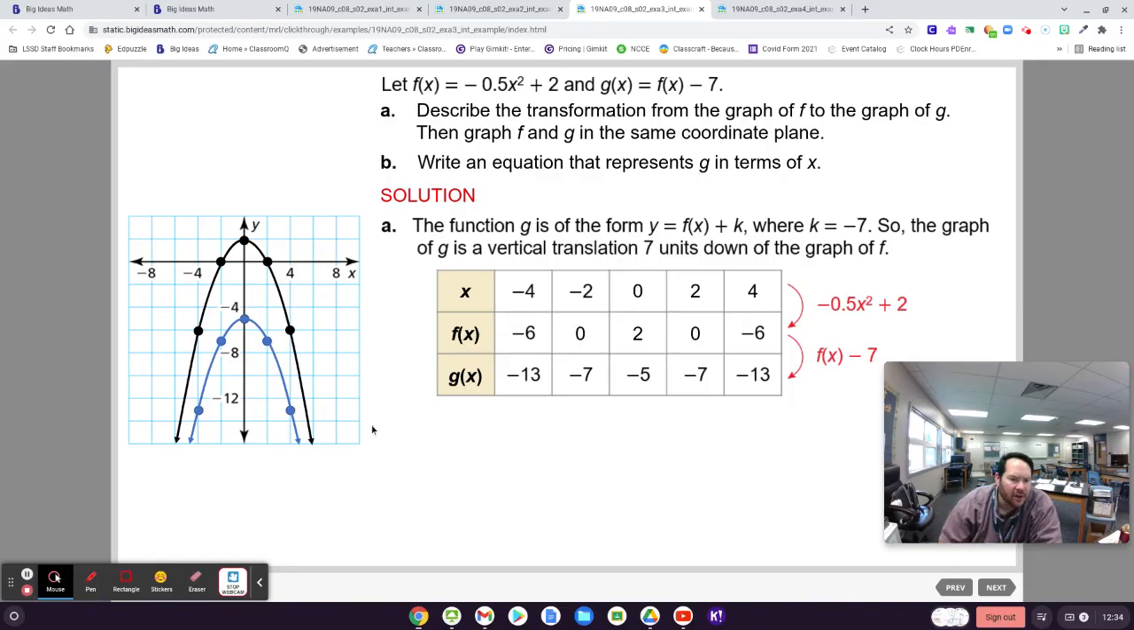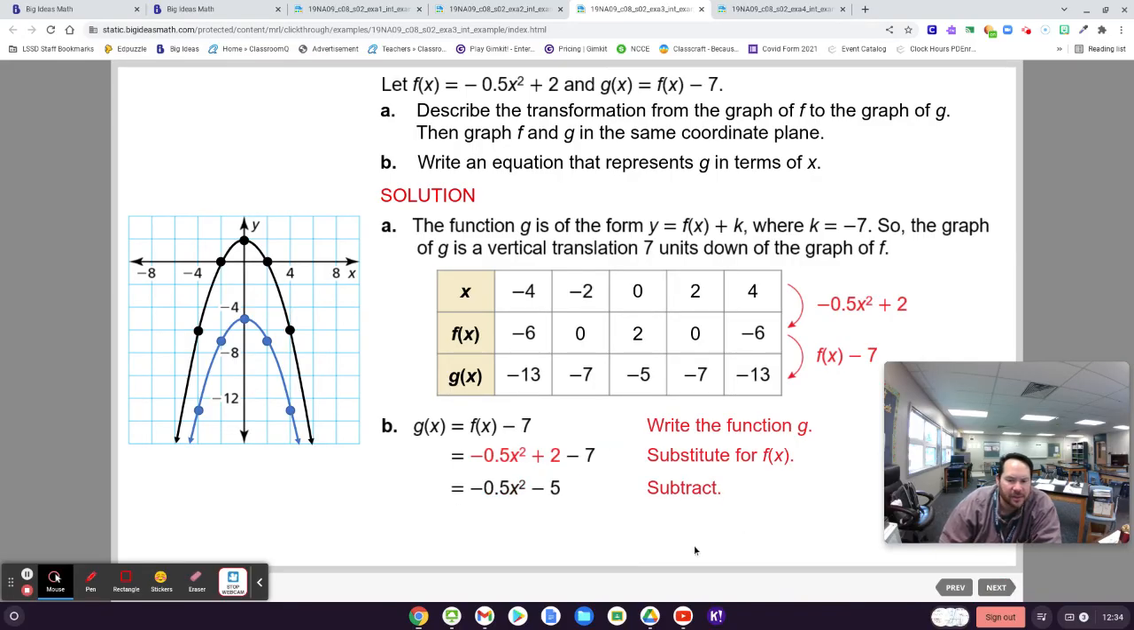And then the overall equation for this blue one, you can just say, oh, well, it's the original one minus 7. So you can combine the plus 2 and the minus 7 and get that right there.